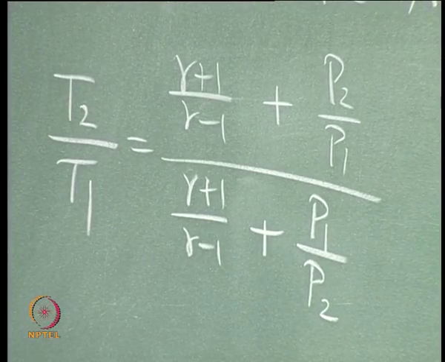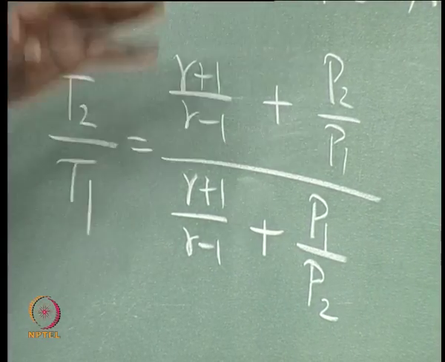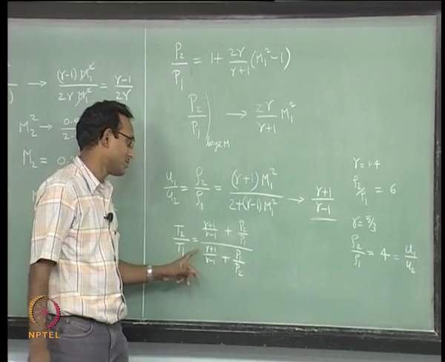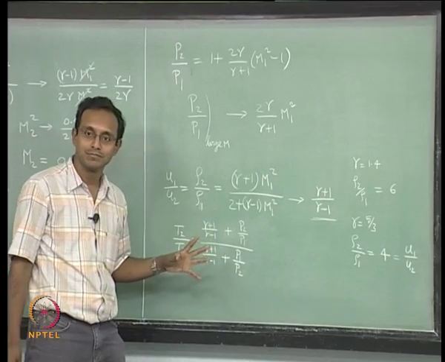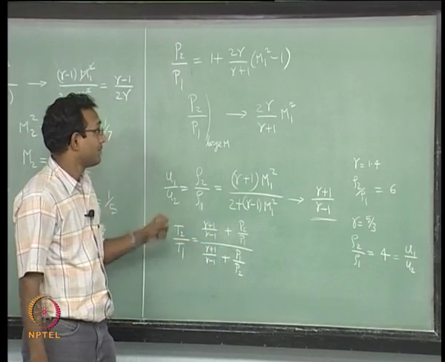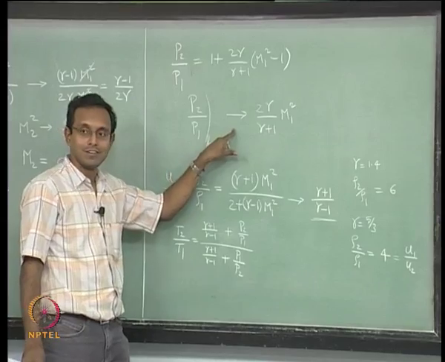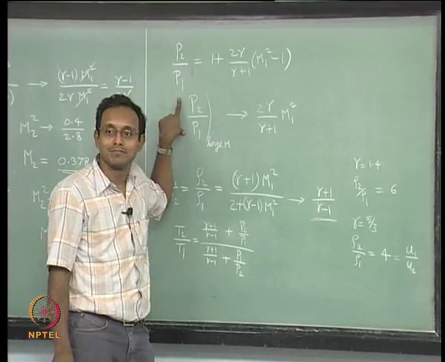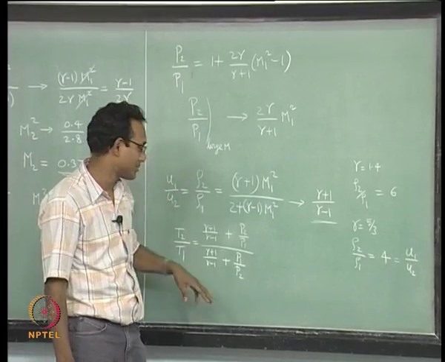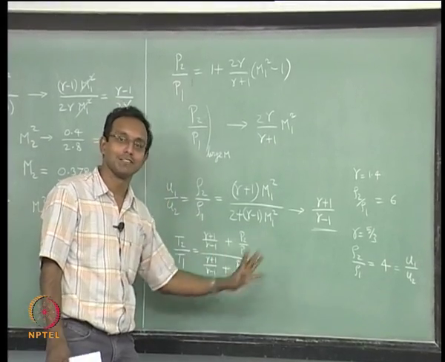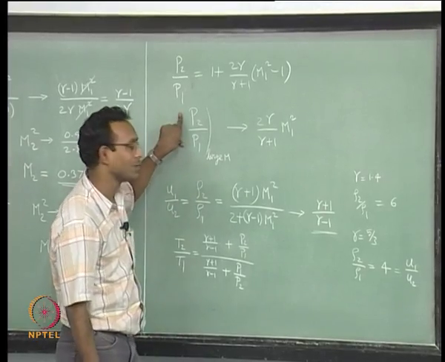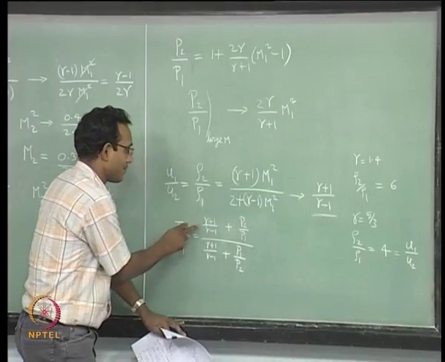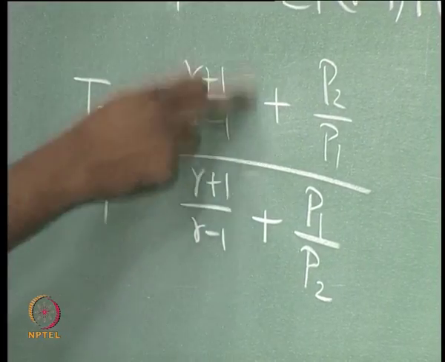All this time we have been doing what happens when Mach number tends to infinity. Suddenly I am writing an expression in terms of P2 by P1 and P1 by P2. Why? Because I already know from here that if Mach number tends to infinity, P2 by P1 tends to infinity. So, I will take the shortcut, instead of substituting all the expressions here, it will be very complex. So, I am just taking a shortcut saying P2 by P1 goes to infinity.